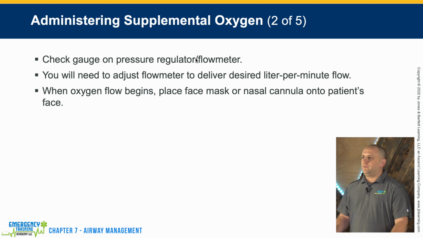Once you've opened your tank and you have noted that there are no leaks coming from that gasket, you want to check the pressure on the regulator to make sure that you have enough oxygen in the bottle. Then you will adjust that flow meter to the liters per minute that you want to give to your patient. Once the oxygen flow begins, then you can place it on the patient's face. We try not to place it on their face and then turn the oxygen on. Sometimes you can get a little overexcited and turn it too far, and we just don't want to.